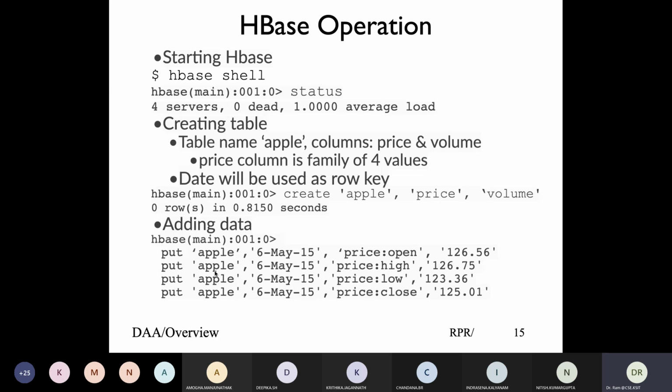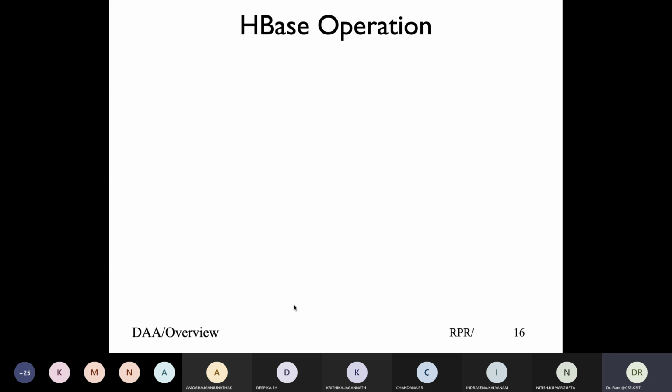So we say put, I'm saying into table apple, my key is the date, and I'm saying price as a column prefix. So price colon open, this is the value, price colon high, this is the value. So basically it means for the table apple, I have the column price, which has four columns: price colon open, price colon close, price colon high, price colon low, and then I have another column called volume. Volume is not displayed here. So you have basically these things, and data gets put in.